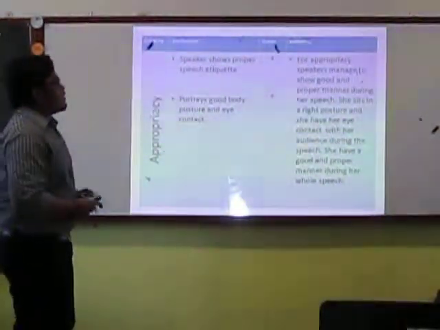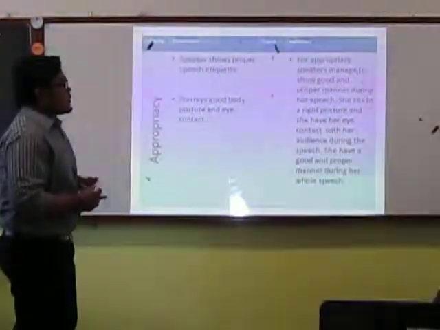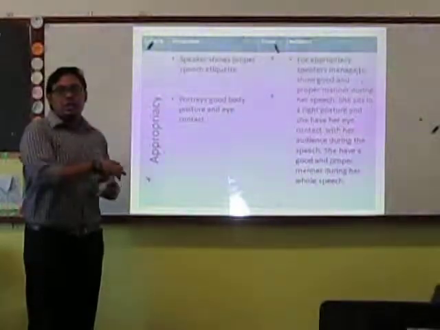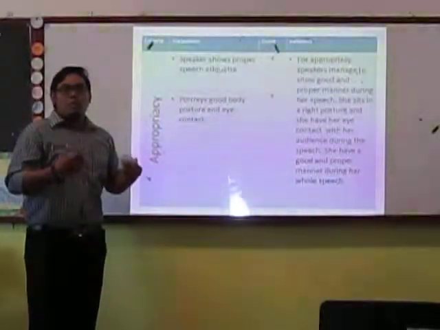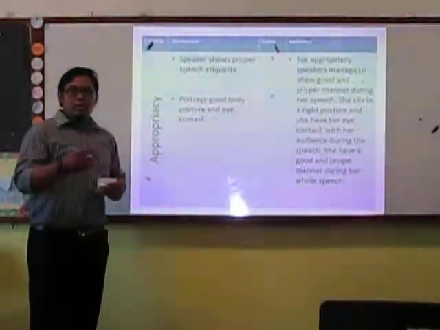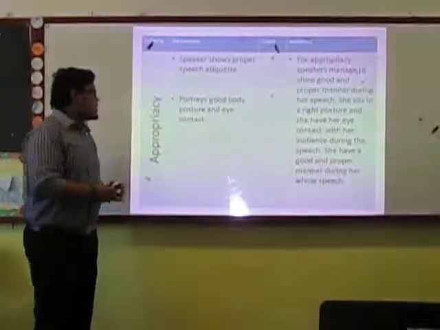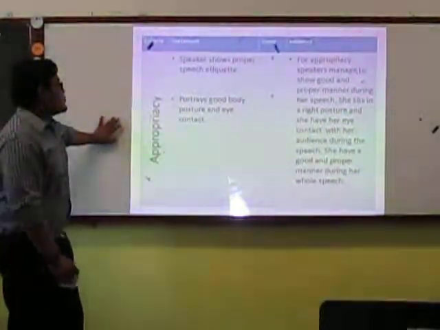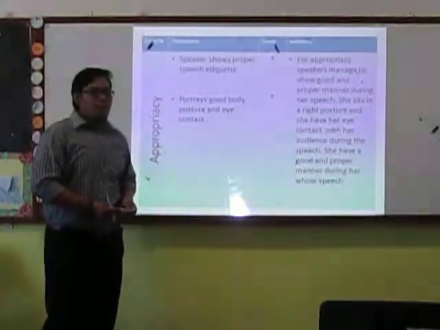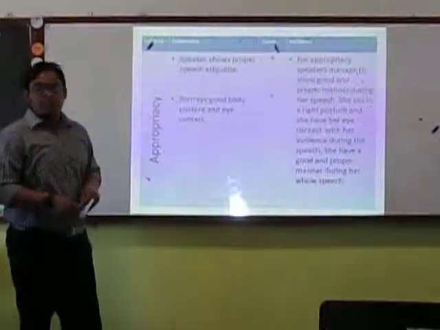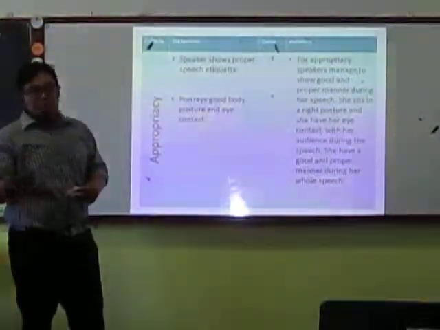The evidence for appropriacy: the speaker managed to show good and proper manners during her speech. She sits in the right posture, which we will see later in the video. The candidate has a confident posture, and now and then she has direct eye contact with her audience. The second one is portray good body posture and eye contact. Like I said before, she portrayed good body posture. She sits upright and she does have eye contact with the audience.